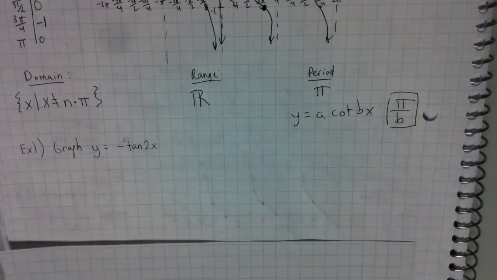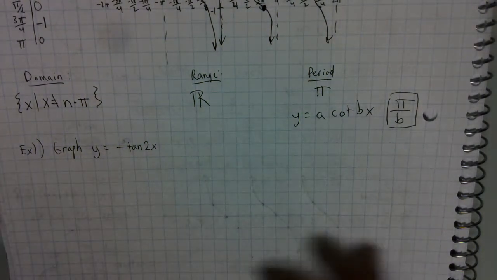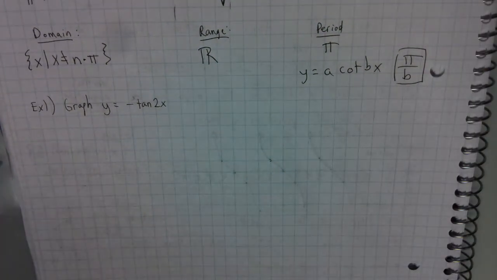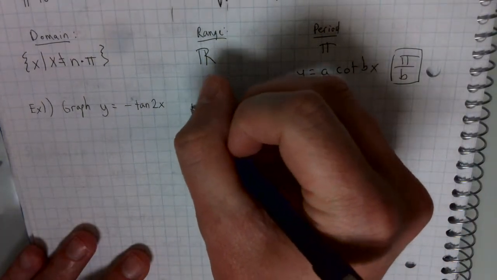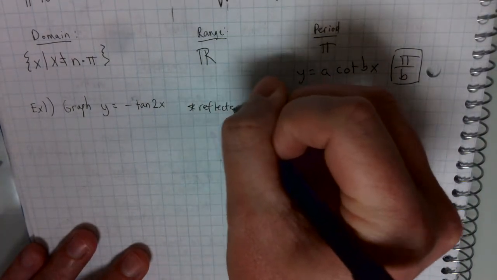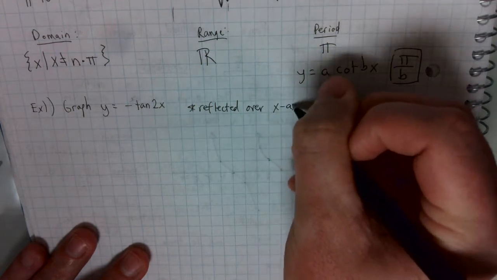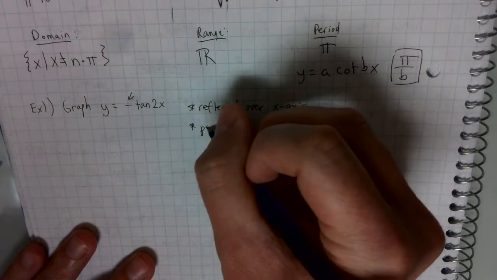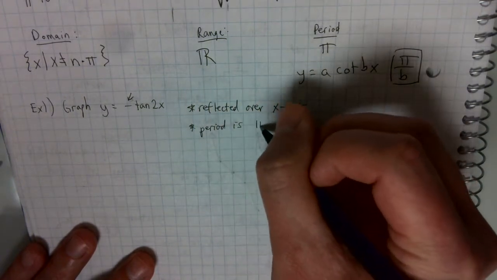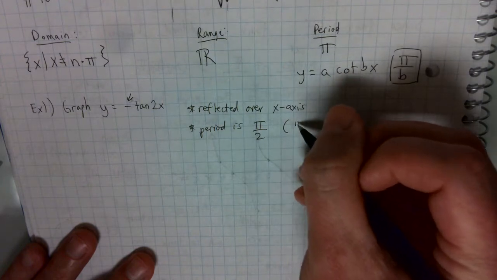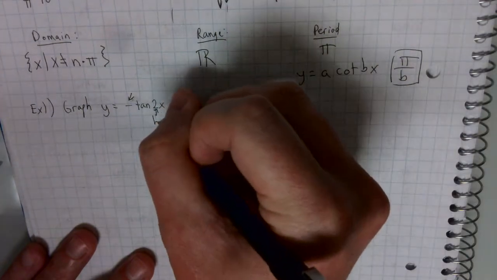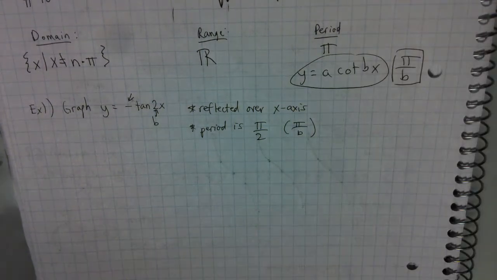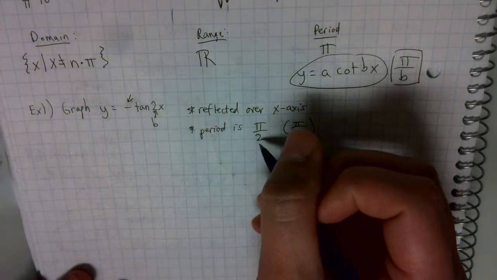Okay. All right, so we're going to do one example with negative tangent of 2x. So we're going to graph that. Let's note that this is reflected over the x-axis. That has to do with that negative value right there. Our period is pi over 2. This is pi over b, where that is our b value in our general form for our functions. So we've basically just split the period in half.